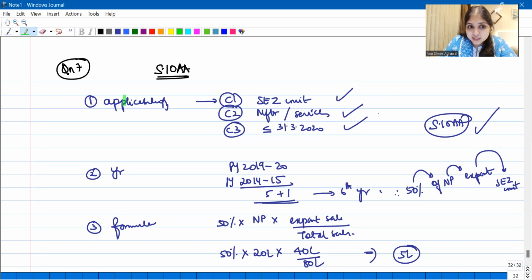Do it in these 3 steps. You will not make a mistake. First, you will check the applicability. That is, is 10AA even applicable for you? Do you have an SEZ unit? Are you manufacturing goods or rendering services from that SEZ unit?